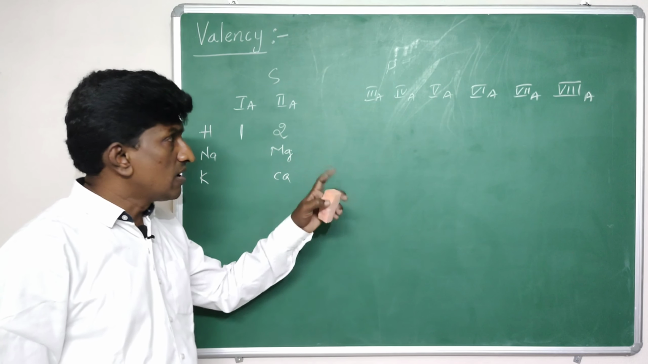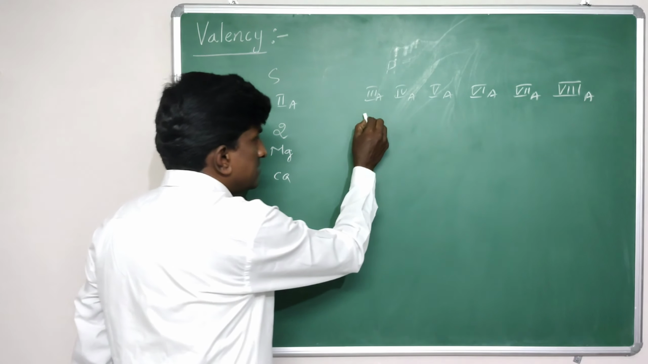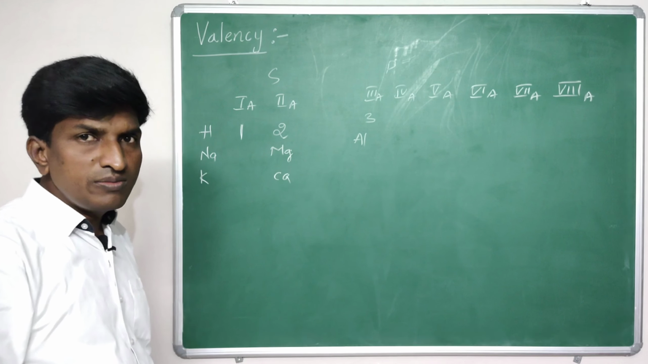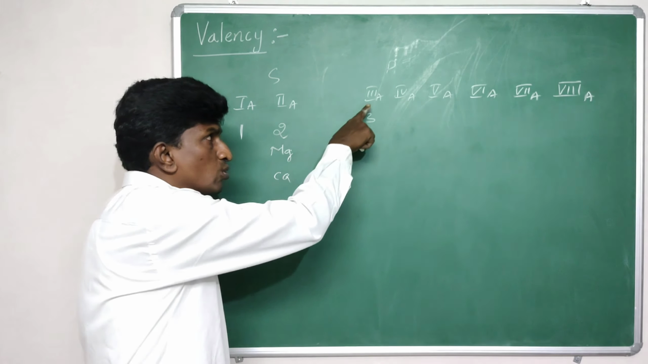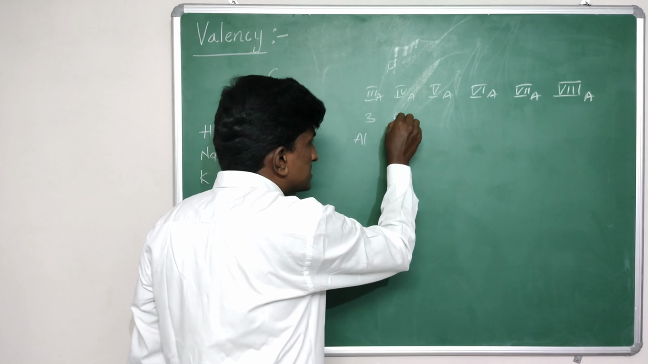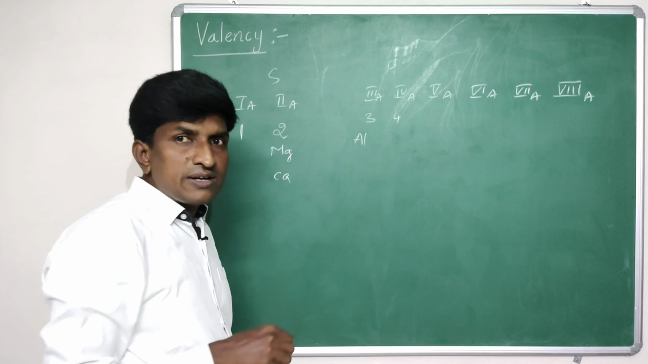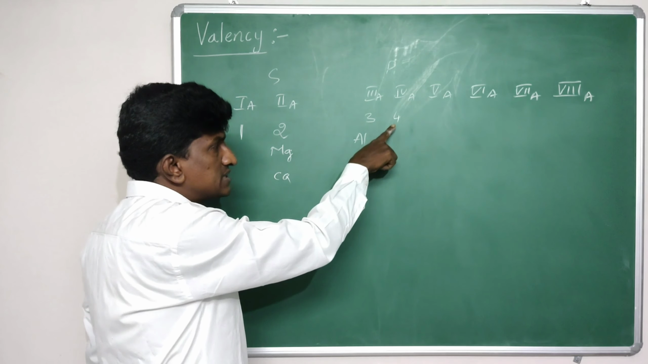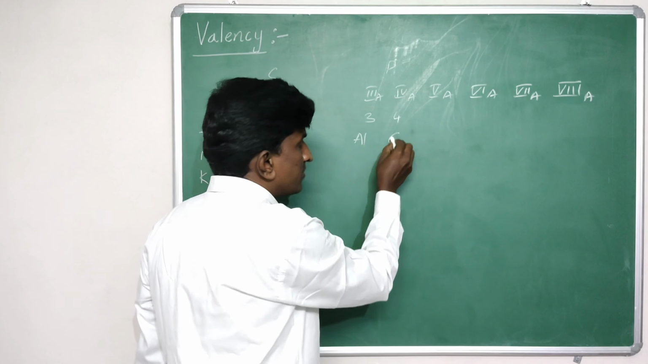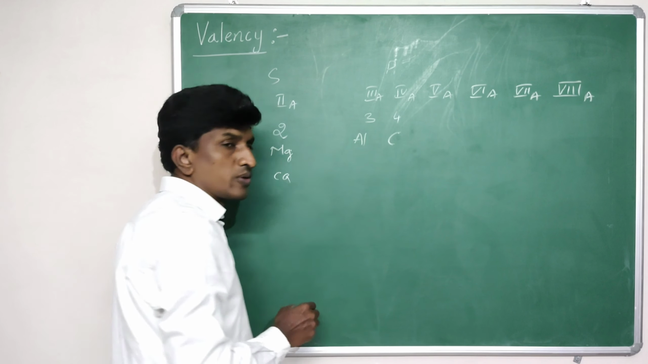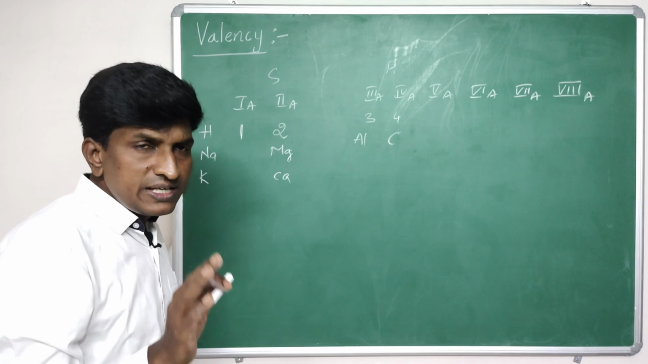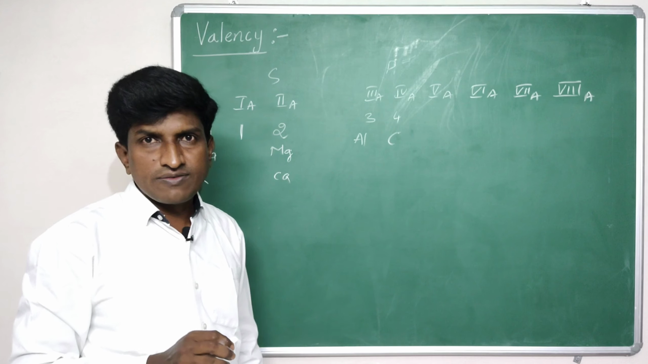Similarly, the valency of third group elements is 3. For example, aluminium. The valency of aluminium is 3, its group number itself. And the valency of fourth group elements is 4. The example is the valency of carbon, which is 4. From first to fourth group elements, the valency is their group number itself.